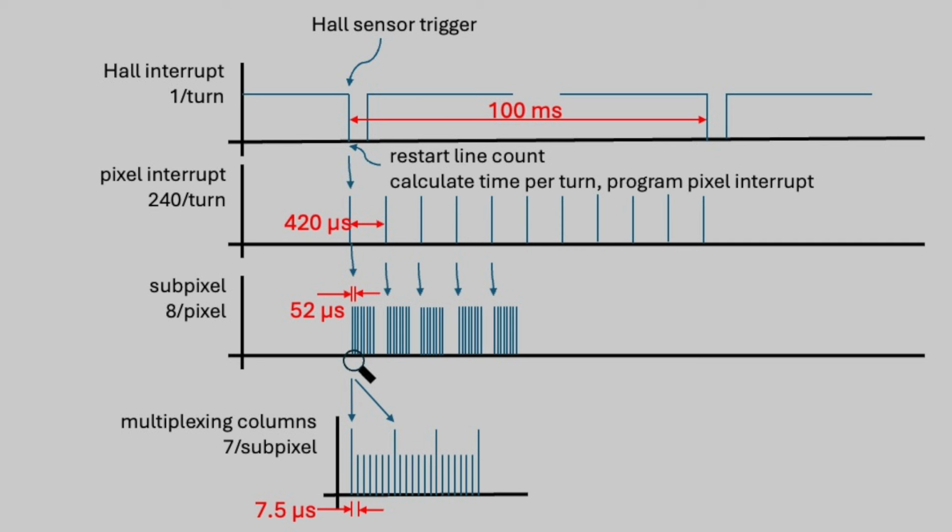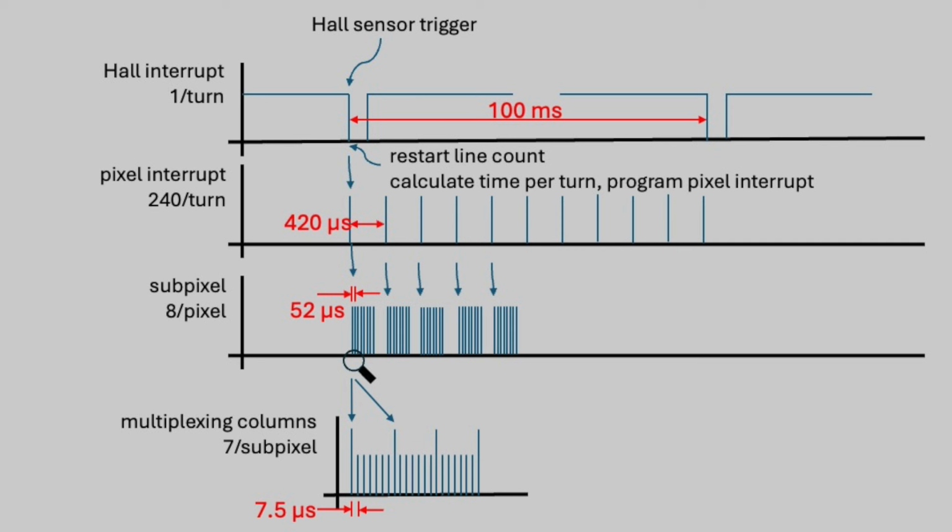The time for one pixel is therefore 100 milliseconds divided by 240, which corresponds to 420 microseconds. To display grayscales, 8 subpixels are output per pixel. In this way, the brightness of the pixel can be controlled in 8 steps. The time available for such a subpixel is therefore 52 microseconds. Within these 52 microseconds, the microcontroller must now call up the 7 columns of the LED row, one after the other, and switch on the LEDs accordingly. There are 7.5 microseconds available per column.